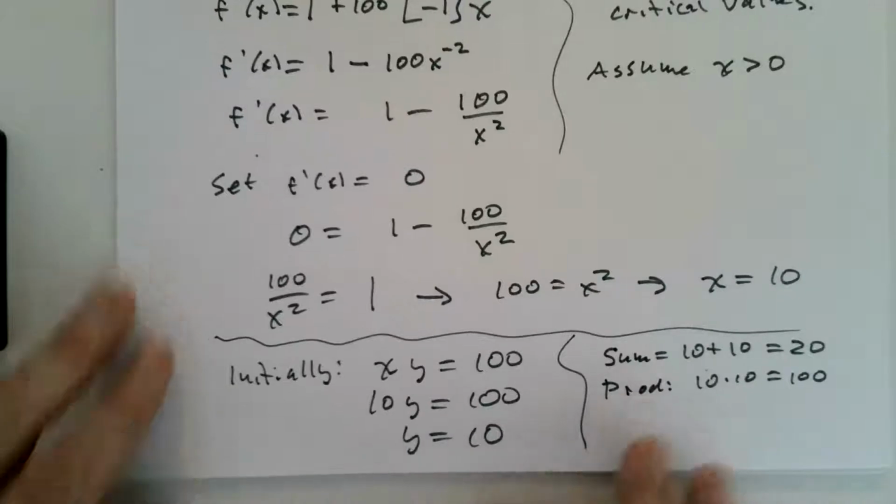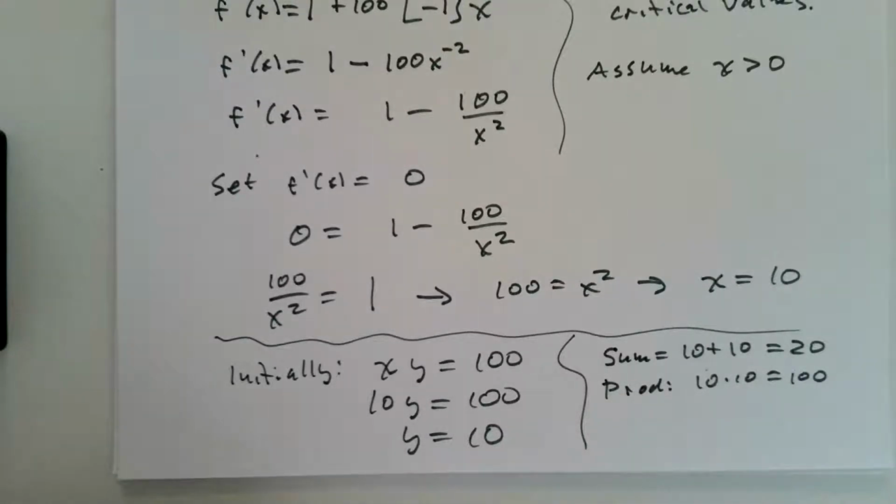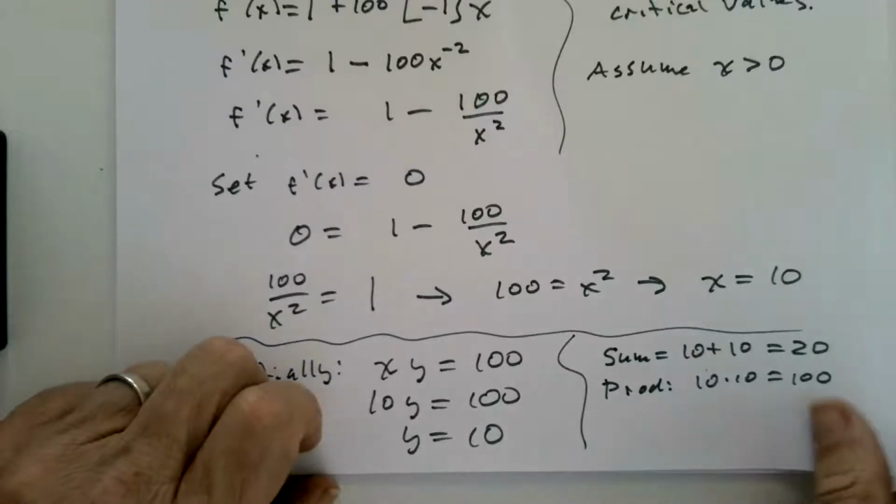Now, you think about it. If the product is 100, we could also have had 25 and 4. But 25 plus 4 is 29, more than 20. I could have had 50 and 2. 50 plus 2 is 52. So the fact that this thing is a square, x and y are equal, tells us something about the geometry that we're using to make this work.